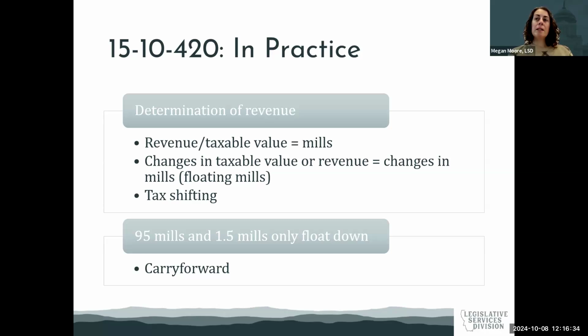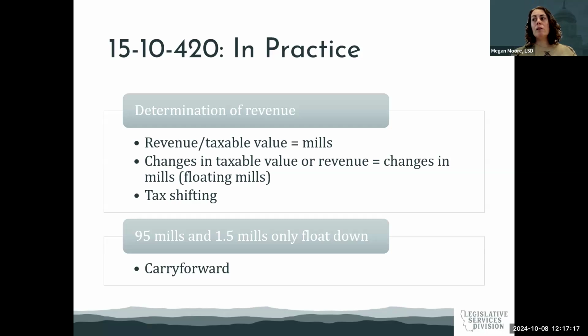The other thing I want to note is, as I said, the 15-10-420 calculation is for cities and counties and special districts. It is not for local school levies. Those are calculated using the school funding formula, which will be the topic of next week's Tuesday Lunch and Learn. However, 15-10-420 does apply to the state mills, the 95 mills for school equalization, and the 1.5 mills for vocational technical education. And the way this calculation works is that DOR prepares the calculation, and these mills can only float down. They cannot exceed the statutory caps because they're listed in statute.